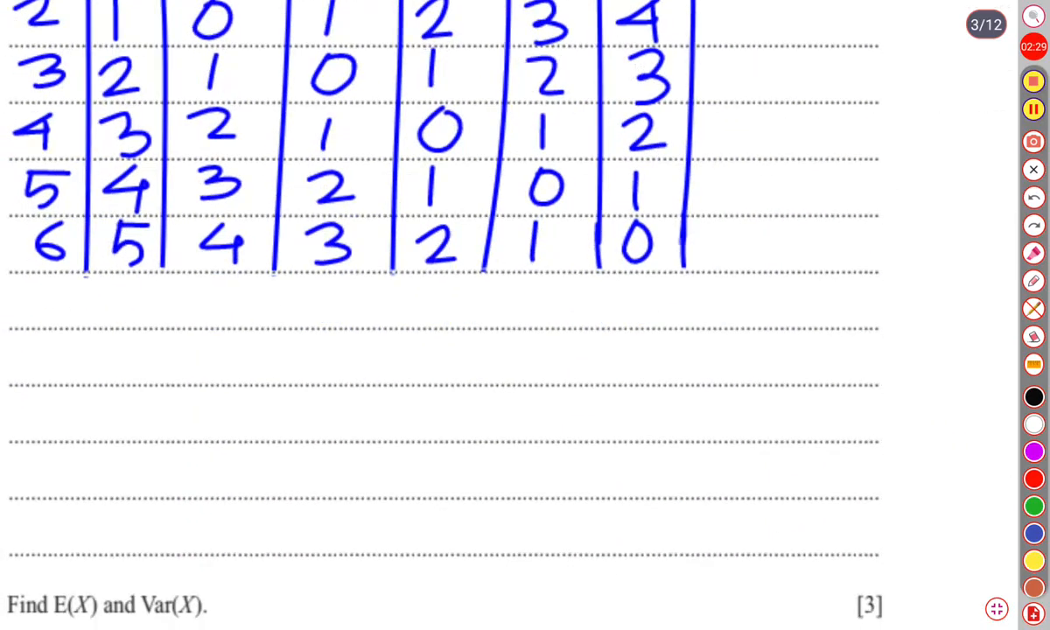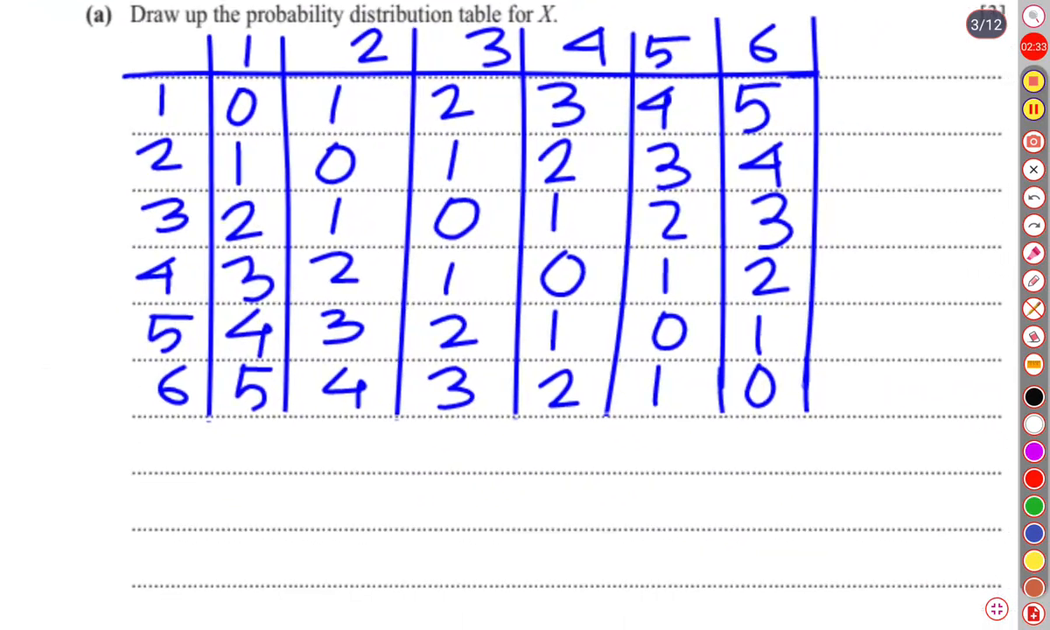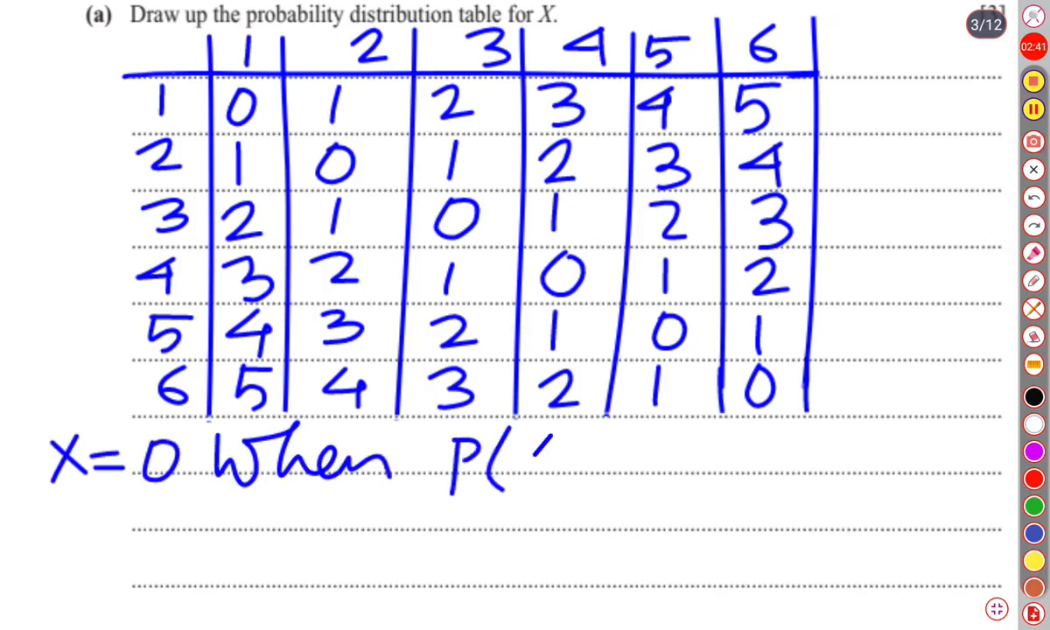x is equal to 0. When x equals 0, the probability p of x, look at this, how many zeros are there? If we see straight away, there are 6 zeros: 1, 2, 3, 4, 5, 6 zeros. So it will be 6 over the total number of outcomes, which is 36.